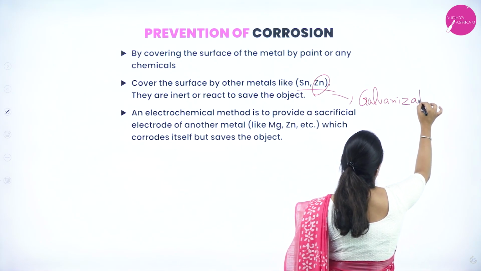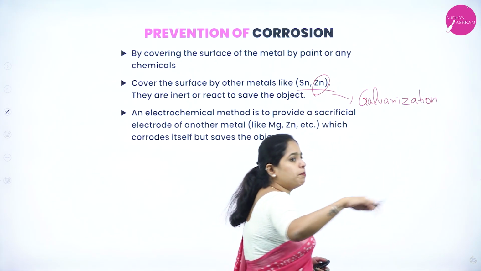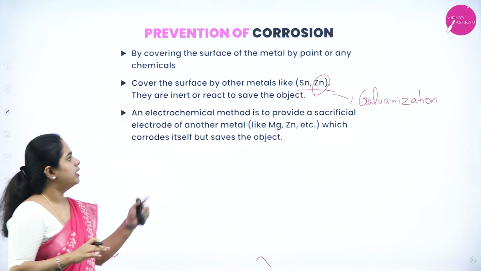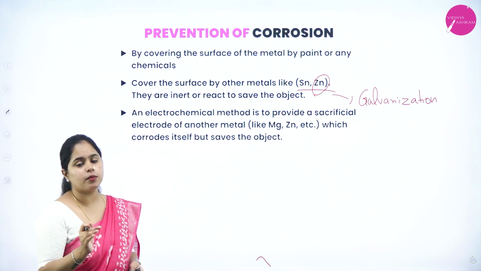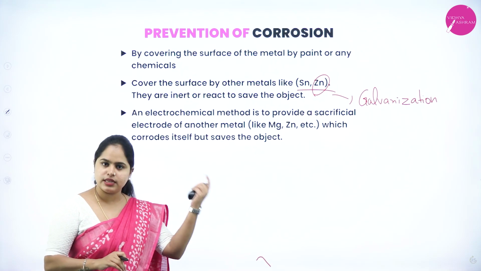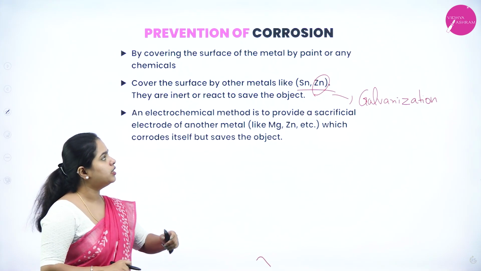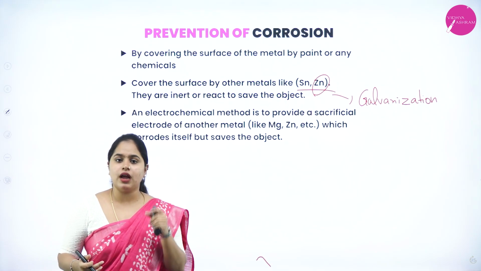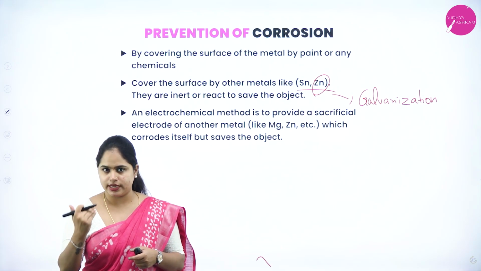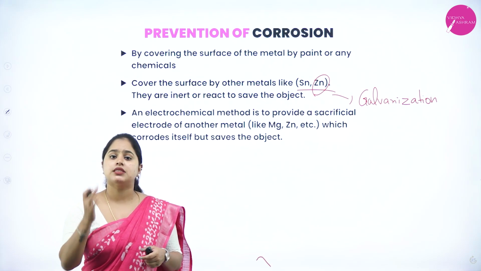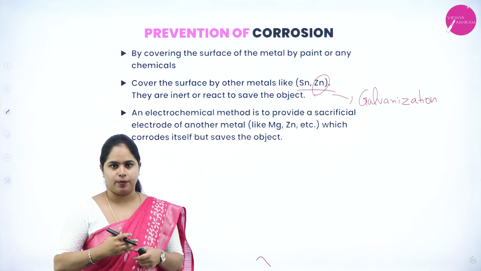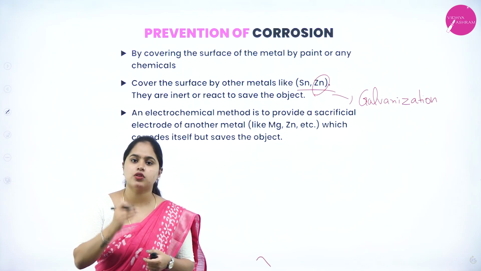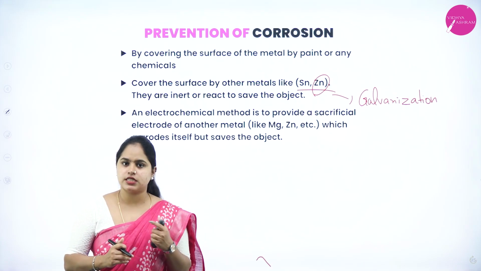So, either you can paint the metal, or another method is you can coat the metal with another metal like tin or zinc. If you are coating the metal with zinc, this process is called galvanization, and they are inert or react to save the object. If I am coating iron with zinc, this is called galvanization. Now, the zinc will react with the atmosphere, it will react and sacrifice itself, and the iron will not react. So, the iron will be protected.